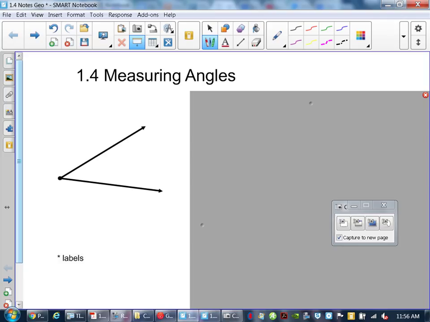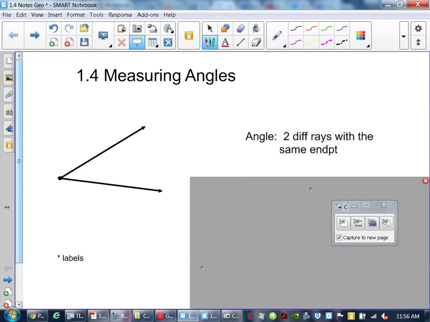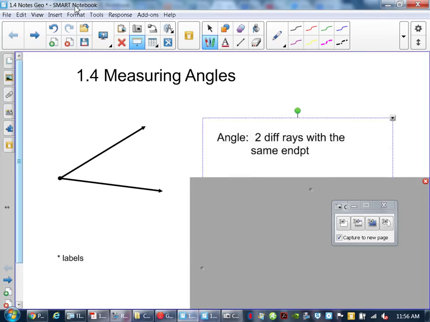Just like yesterday, when we talked about what are called opposite rays, they had a common endpoint. Angles have a common endpoint, but not only can they go straight, they can turn. So an angle is made up of two different rays with the same endpoint. Angles are made up of two different rays that share a common endpoint.